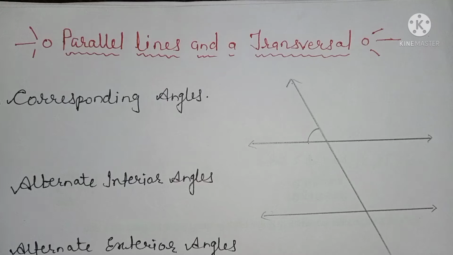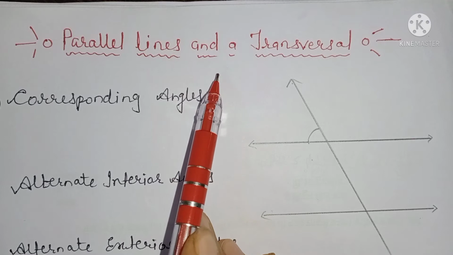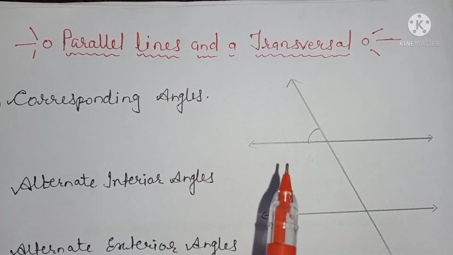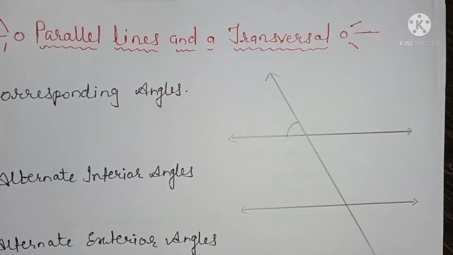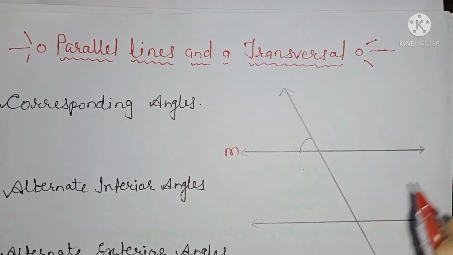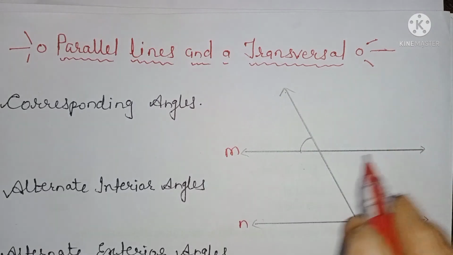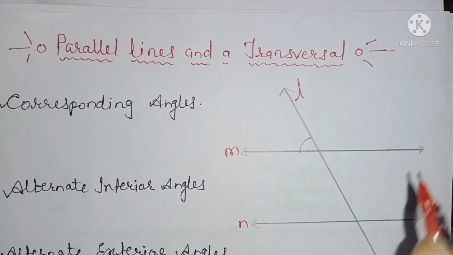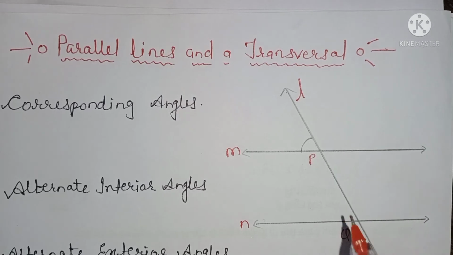So let's start. Parallel lines and a transversal. You know that a line which intersects two or more lines at distinct points is called a transversal, right? See, this is a diagram which I have drawn. These are the two lines. Let's name them line M and line N. This line L is intersecting the two lines M and N at points P and Q. Then line L is said to be a transversal.